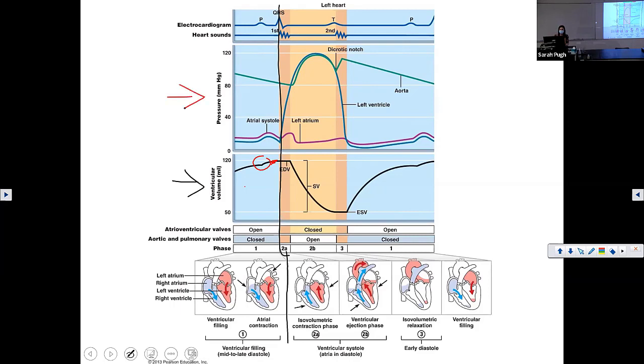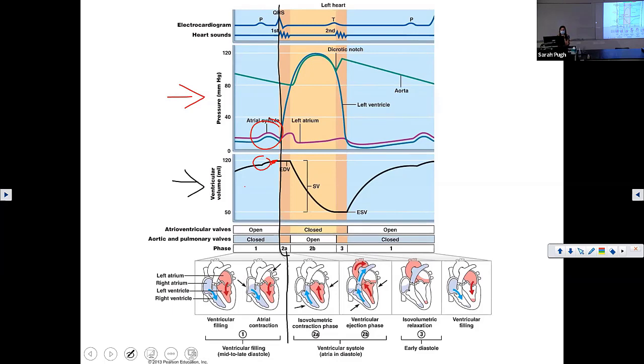Now let's look at this next graph, which is looking at pressure. Each of these different colored lines represents a different area of the heart. We're just going to look at the purple line for now. The purple line is representing the atria. If we follow that purple line, there's no pressure in the atria, and then suddenly you can see a little blip in pressure. What's happening? The atria are contracting. That's why the pressure in the atria goes up.